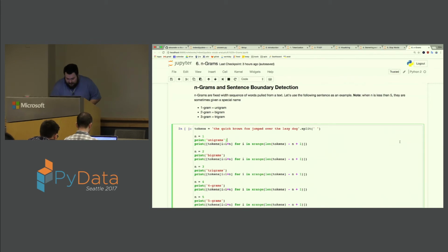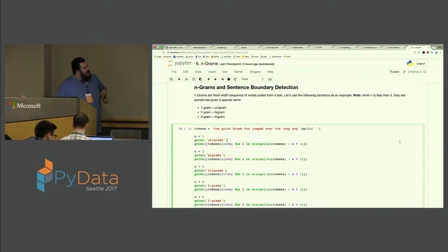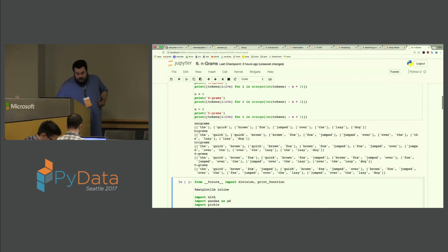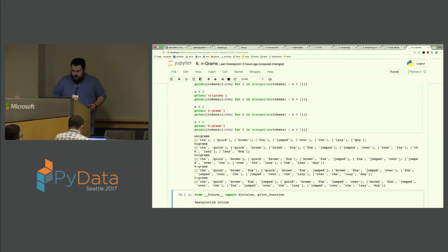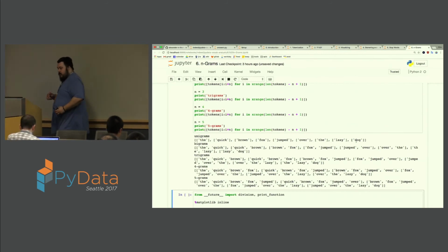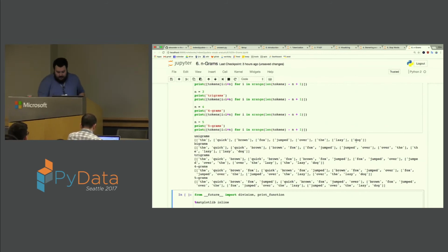Okay, so let's see what comes out from this very well-known sentence. The quick brown fox jumped over the lazy dog. So unigrams are just the terms. Bigrams are the quick, brown fox. Trigrams, the quick brown, fox jumped. So we have this sliding window of length n that moves over the document.